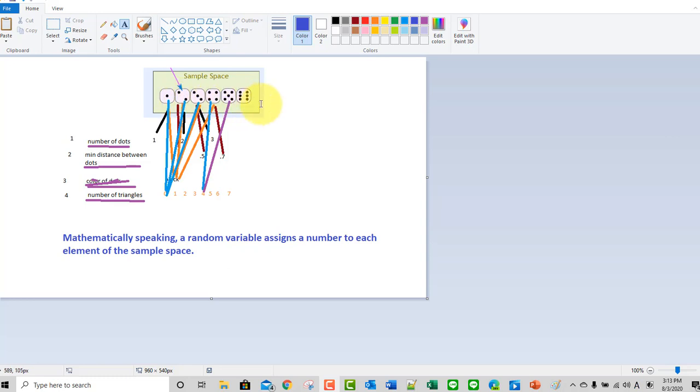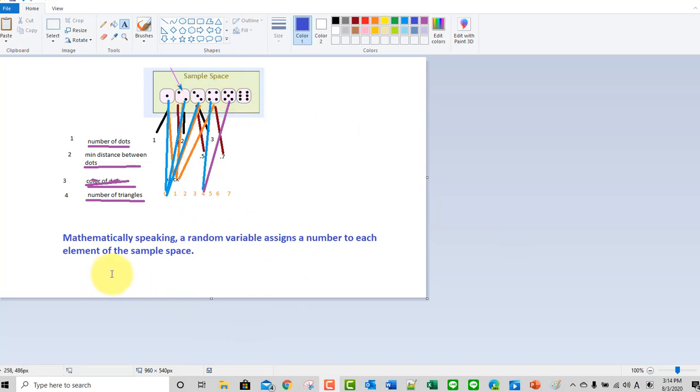So we take each element in the sample space and we assign it a number. Like this number of triangles is a random variable, and it assigns, for example, to this element the number 4. To this element, it assigns the number 4. To this element, it assigns the number 0. So a random variable assigns a number to each element of the sample space.